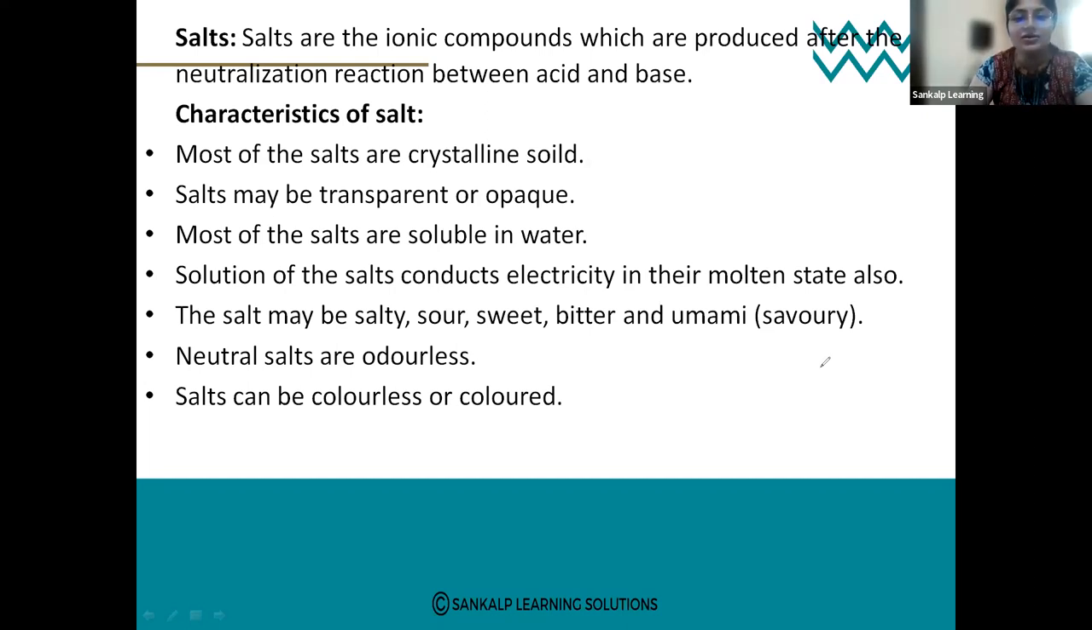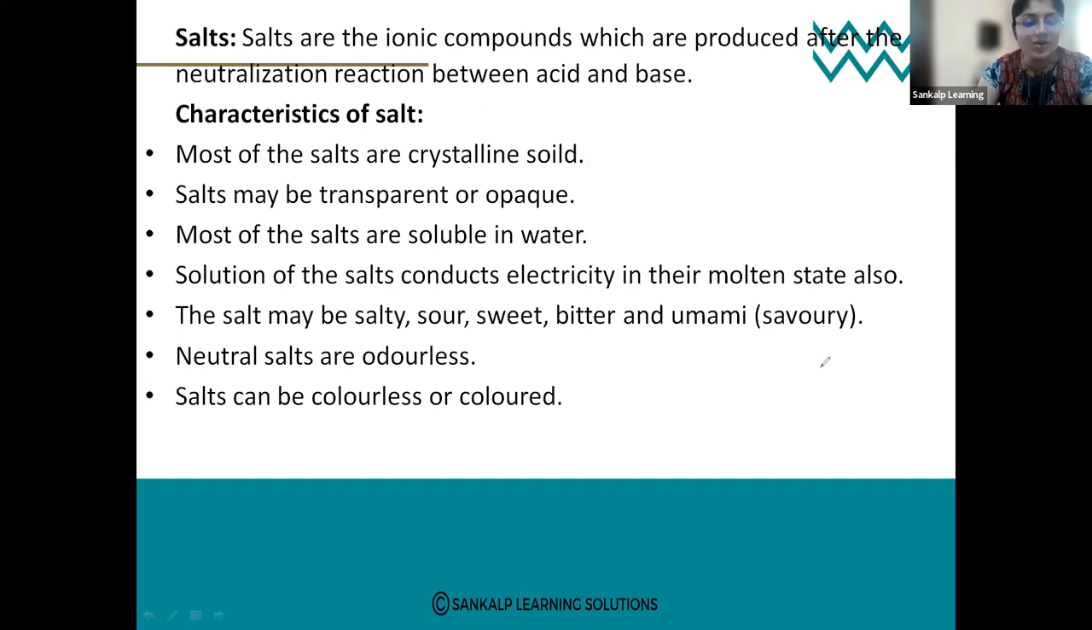Solutions of the salt conduct electricity in molten state. So when these salts are dissolved in water, they can conduct electricity. The salt may be salty, sour, sweet, bitter, or savory in taste. A salt can have any of these tastes.